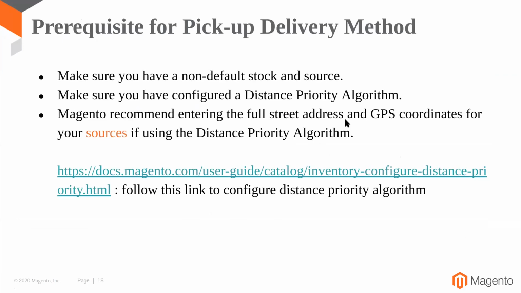Make sure you have a default stock. So stock and sources means non-default stock and sources, because you cannot opt for in-store pickup for the default sources. Then you have configured a distance priority algorithm. So we'll see how to configure this distance priority algorithm in detail. Even you can follow this link to configure the distance priority algorithm. You need to put a proper full street address if you offer in-store pickup for that particular source. So you need to properly provide latitude and longitude for that particular source.